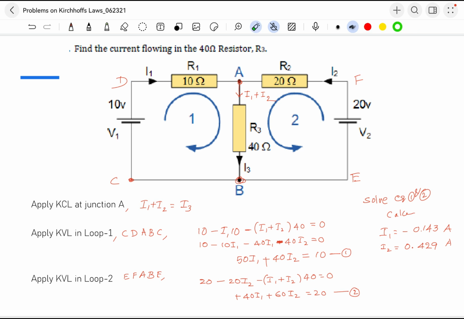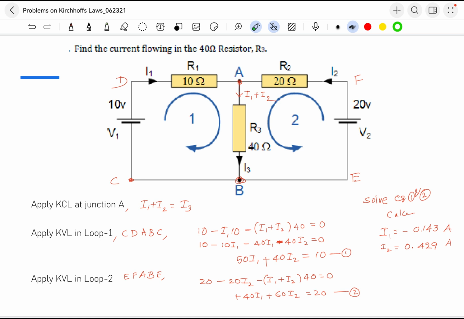Don't worry, sometimes we get negative answers. It means that whatever direction was given or assumed here, the current is actually going in the opposite direction. That's it, nothing to worry.